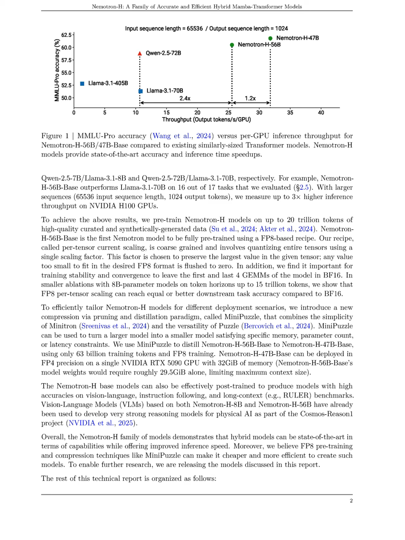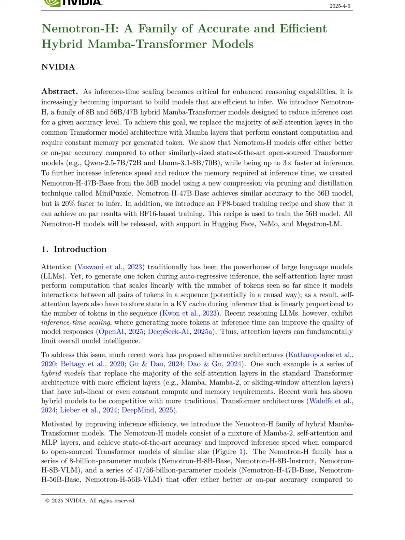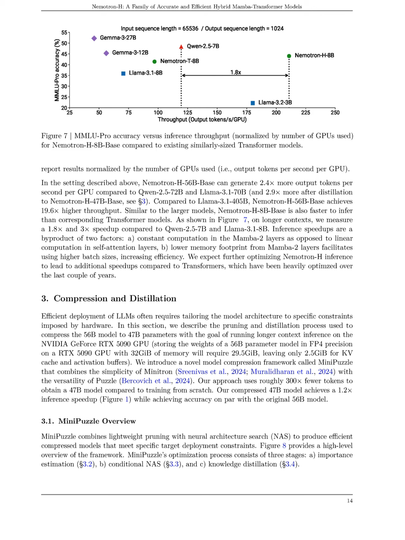This design allows Nemotron-H to achieve up to 3 times higher inference throughput on NVIDIA H100 GPUs compared to other models like Qwen2.5-7B and Llama-3.1-8B. Additionally, the reduced memory footprint from Mamba-2 layers enables the model to handle larger batch sizes, further increasing efficiency. Overall, this architecture allows Nemotron-H to effectively manage long contexts while maintaining high performance in generating outputs.